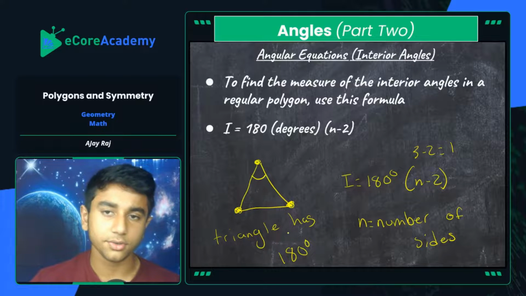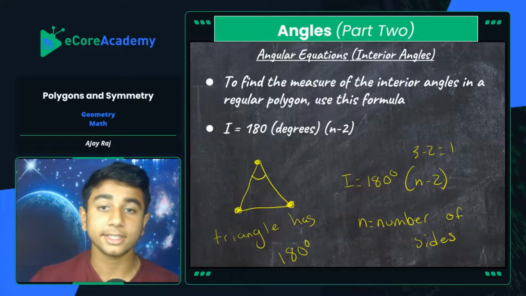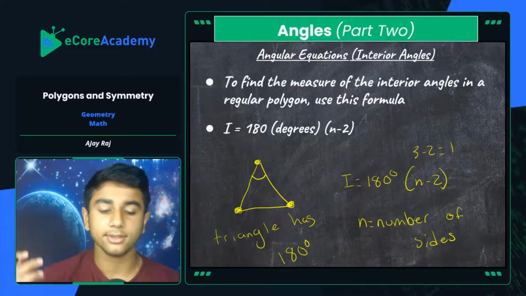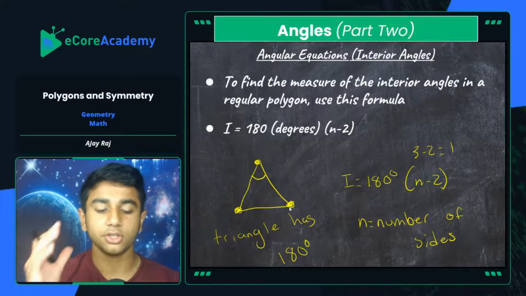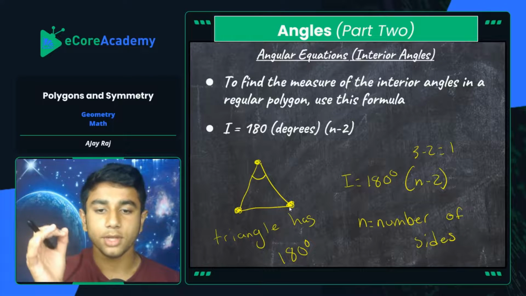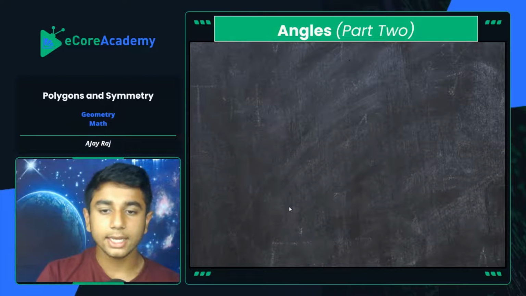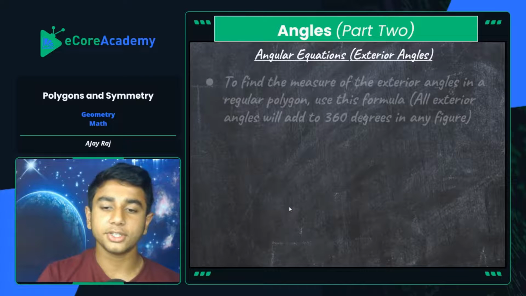And this is not used for your basic figures that you already know. This is used for those regular polygons that are like 16 sides, 18 sides, 20 sides that you might not be familiar with. But this equation will always be true for any type of regular polygon with n number of sides. And now let's look at the angular equation for exterior angles.